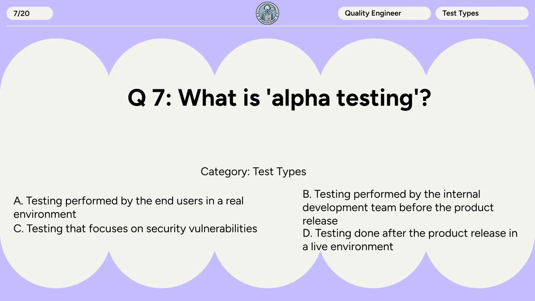Question 7. What is alpha testing? A. Testing performed by the end users in a real environment. B. Testing performed by the internal development team before the product release. C. Testing that focuses on security vulnerabilities. D. Testing done after the product release in a live environment.